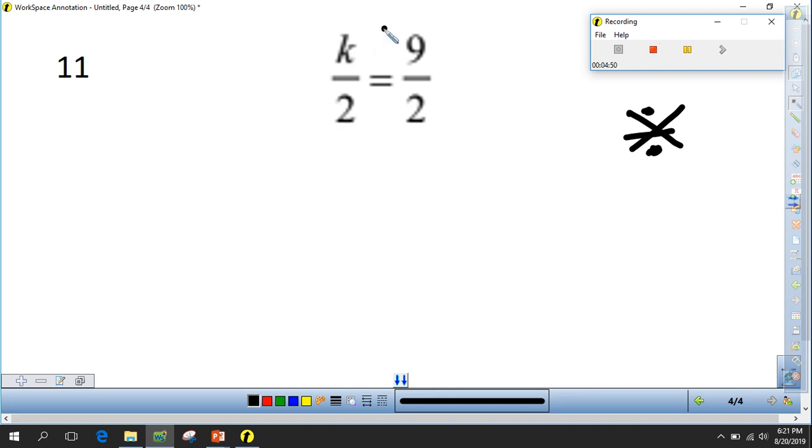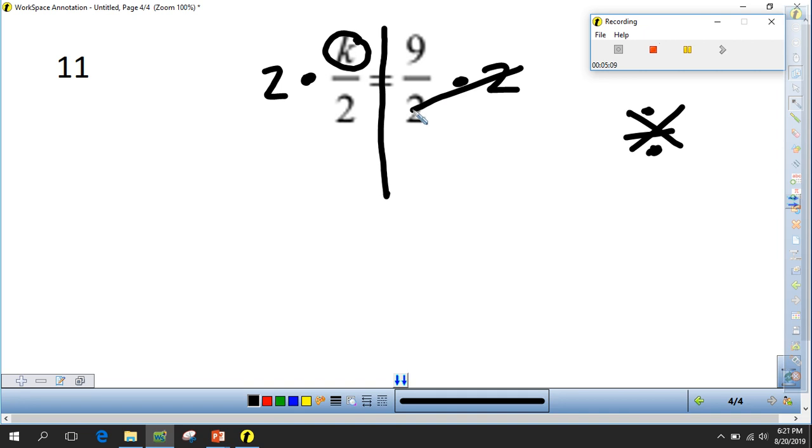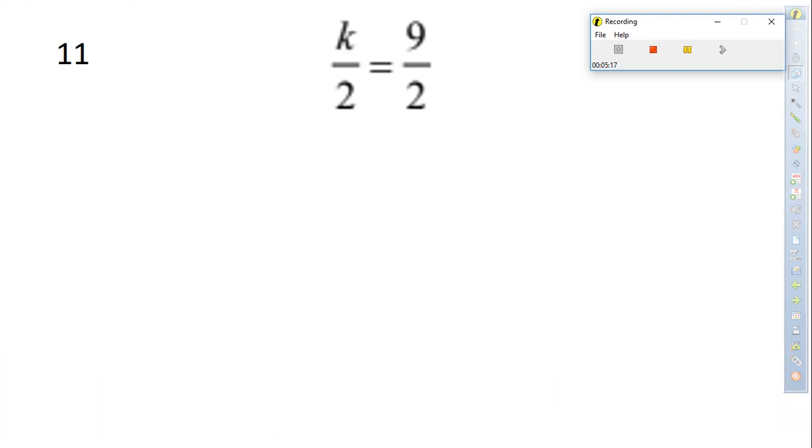So I'm going to draw my line through my equal sign. I'm going to circle the k because I want to get it by itself. So I need to undo dividing by 2, which means I'm going to multiply by 2. And if I do it on one side, I have to do it on the other. Multiplying by 2, this is the same thing as 2 over 1, so those 2's cancel each other out, leaving me with a 9. So k is equal to 9. Plug that back in. 9 over 2 equals 9 over 2.